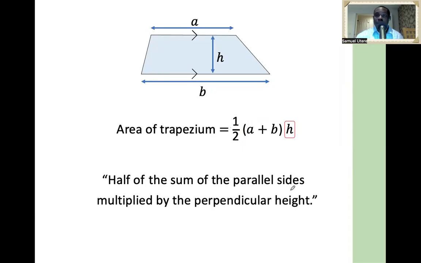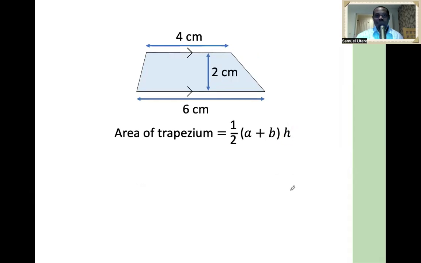Okay, now that we know the formula, let's start applying it. Here is our first example. Very quickly, if we see a question like this, we can just write the formula out. You say, oh, okay, it's half the sum of the parallel sides. And the parallel sides can be any letter. It can be x plus y, a plus b, or c plus d. It doesn't really matter. You choose the letter you use.